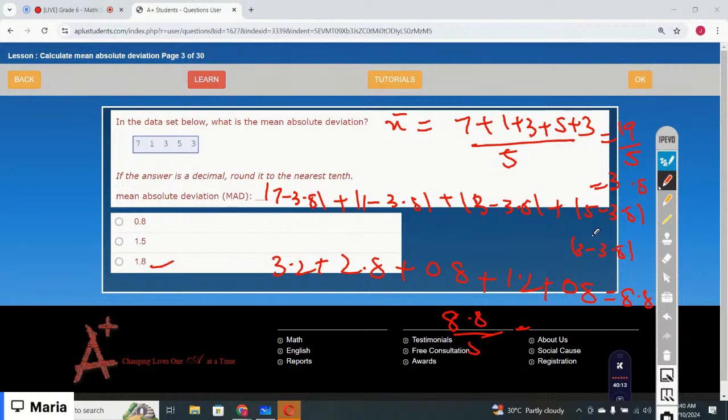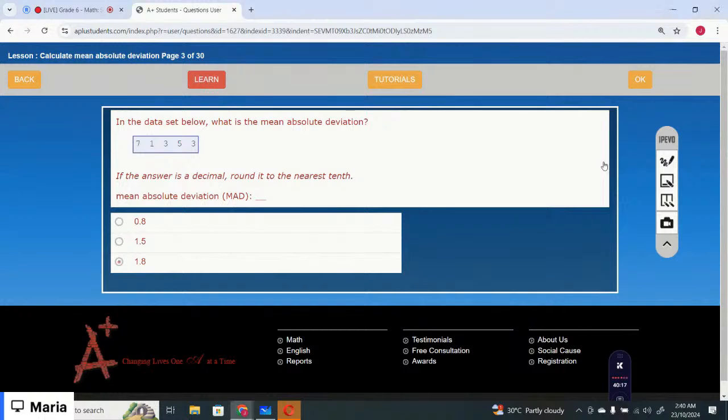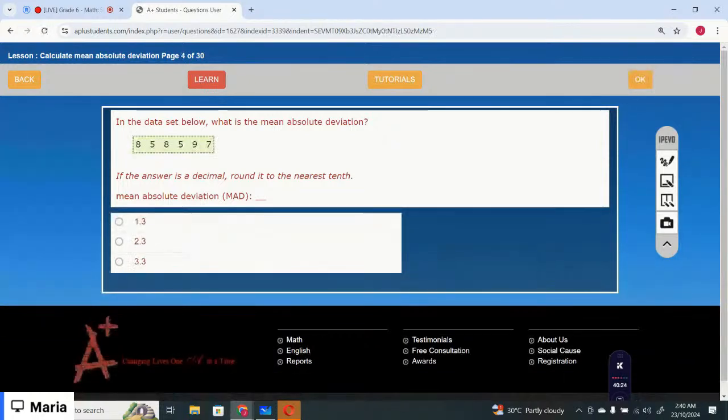So these are the steps you have to follow when you are going to calculate the mean absolute deviation. The first thing is you need to calculate the mean value. The second thing is you need to subtract the mean value from each value given in the data set, and you have to calculate their absolute values. You need to add them all and divide by the number of values given. Got it?